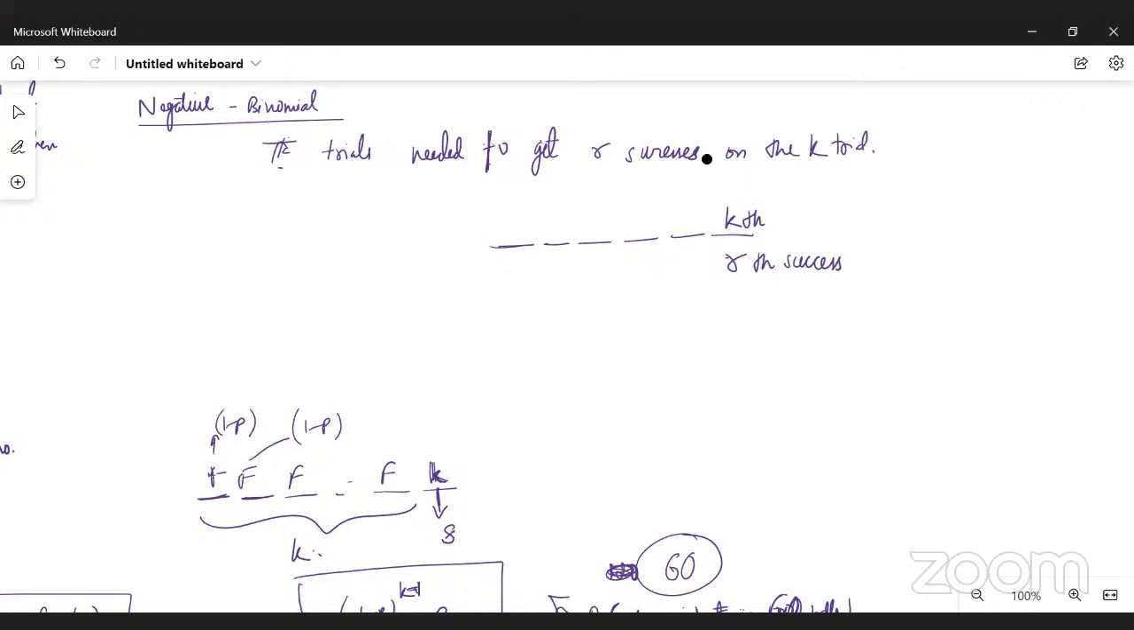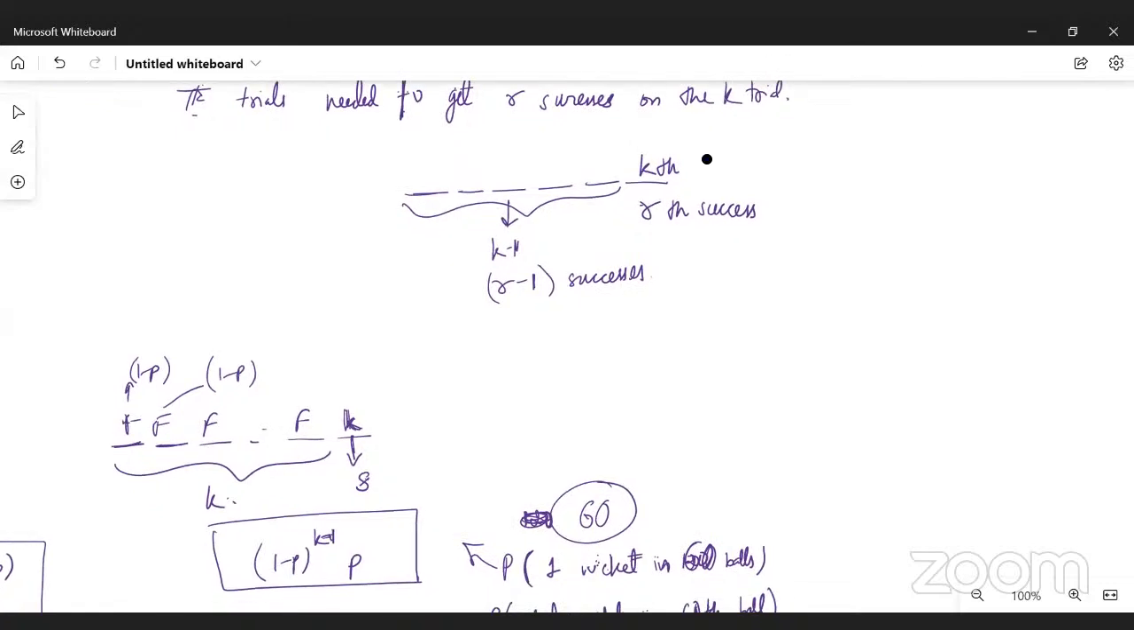On the kth trial you have the Rth success. So it means the remaining first k minus 1 trials, you should have R minus 1 successes, right? Yes, ma'am. So if a situation like this happens, how can you write the distribution function of negative binomial? Any guesses? How will you write the distribution function of negative binomial?